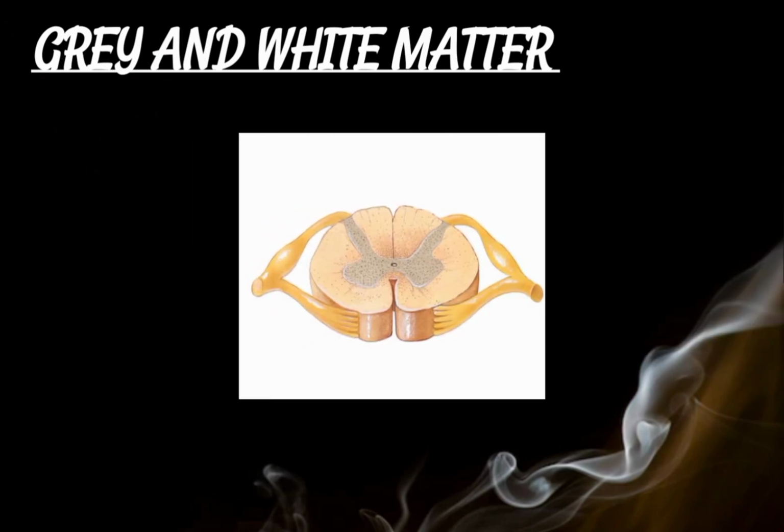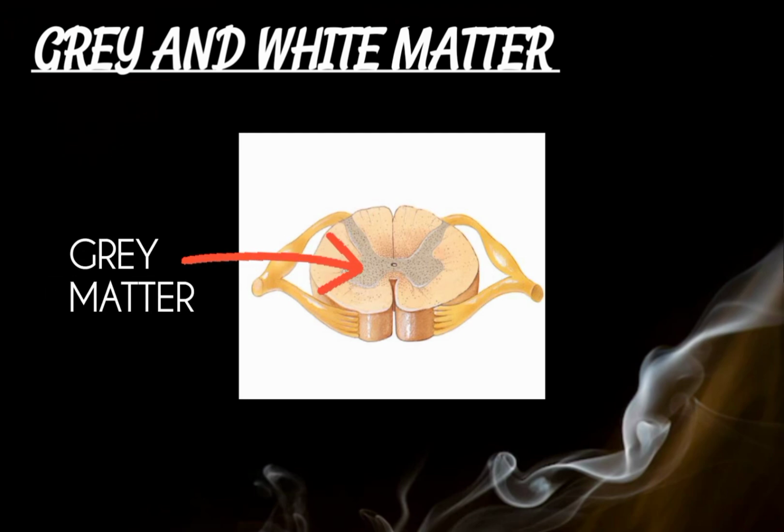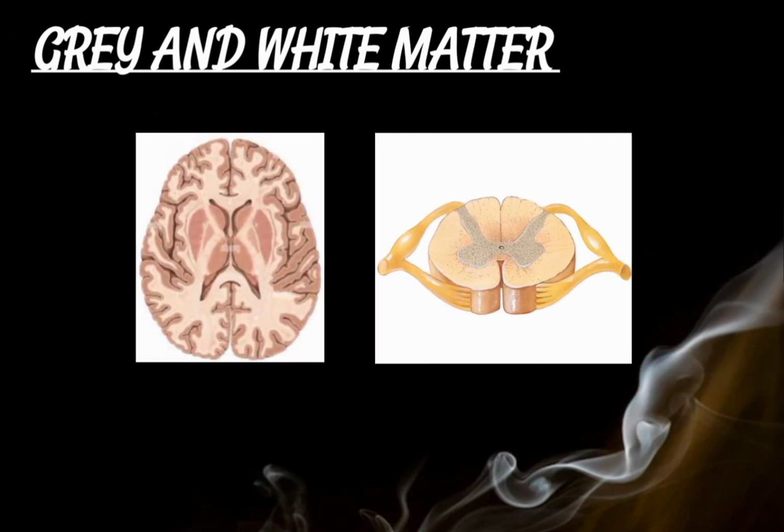Now let's take a look at the transverse section of the spinal cord. As you guys can see in the spinal cord, the light area or the white area appearing is termed as the white matter, while the central area is termed as the gray matter. Now let me just put these two figures back into one frame.